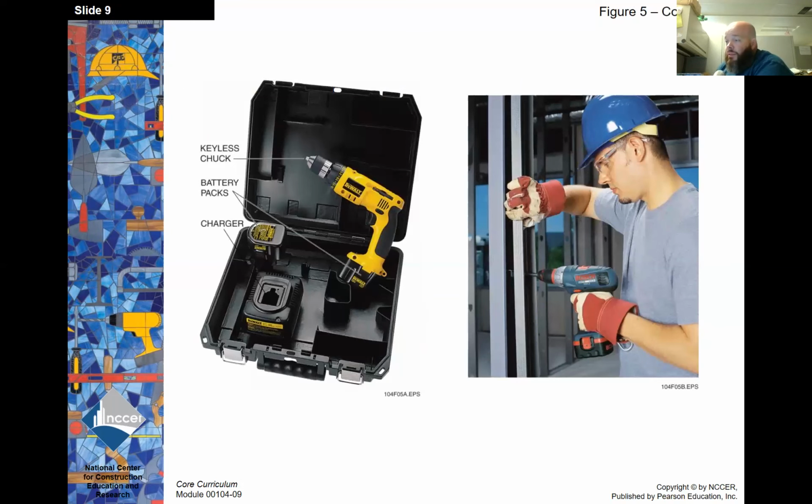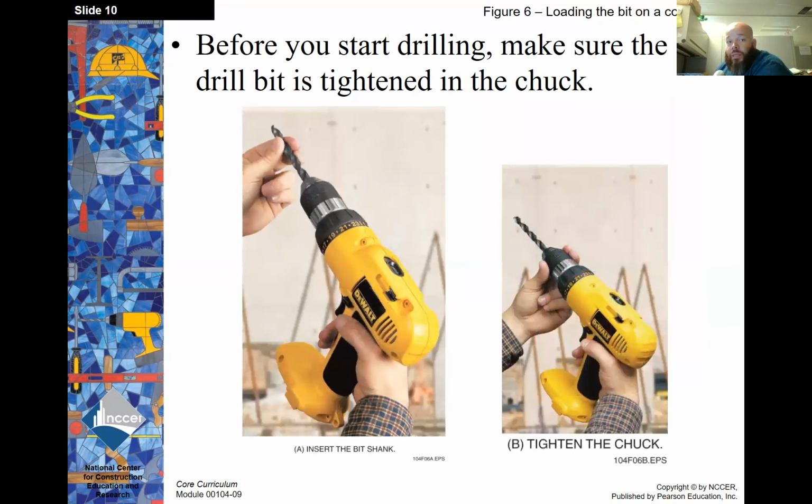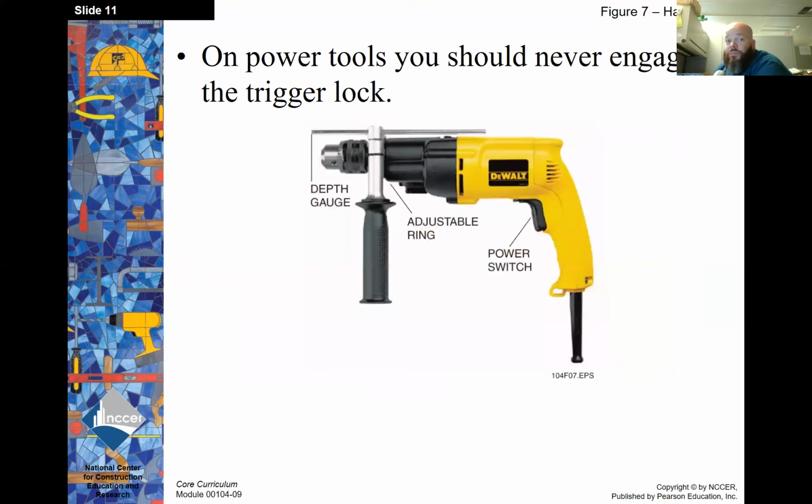Cordless drills. Before you start drilling, make sure the drill bit is tightened in the chuck. The one shown in this picture is actually a keyless chuck, which is quite common on cordless drills. On power tools, you should never engage the trigger lock. Some power tools actually have a lock to keep the power tool running even without your finger on the switch.